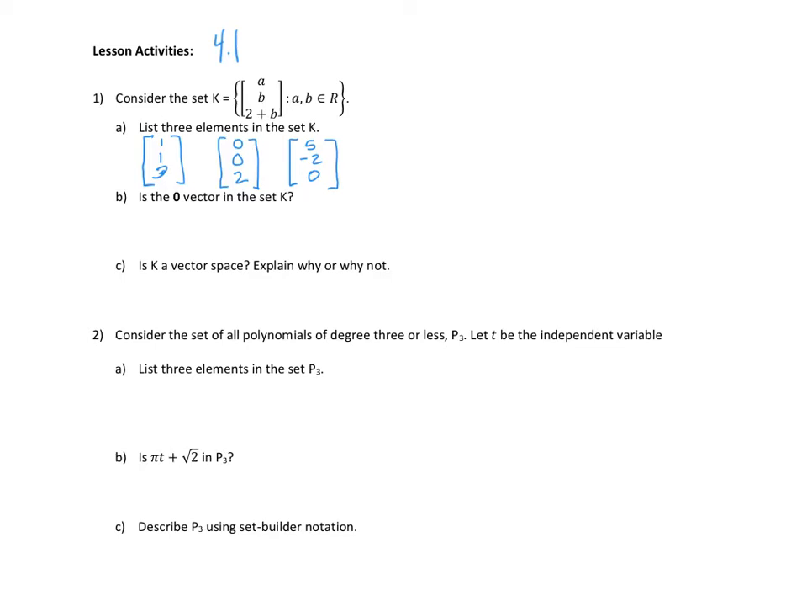Is the 0 vector in the set K? Can you choose an A and a B that will give you (0, 0, 0)? The answer is no. If you choose A and B to be 0, you get (0, 0, 2). If you want that 2 in the bottom to be 0, then you have to choose the second entry to be -2. So you can't ever get (0, 0, 0). The closest you could get are (0, 0, 2) or (0, -2, 0). There's no A and B that makes that possible. Is K a vector space? No, because it doesn't contain the 0 vector.